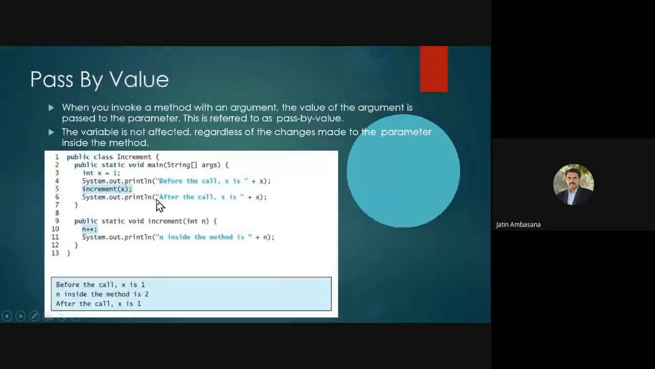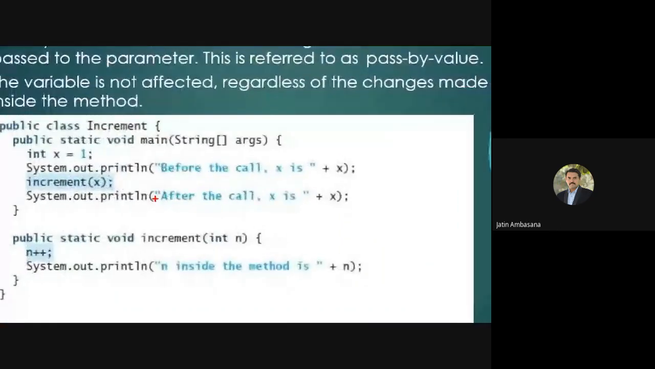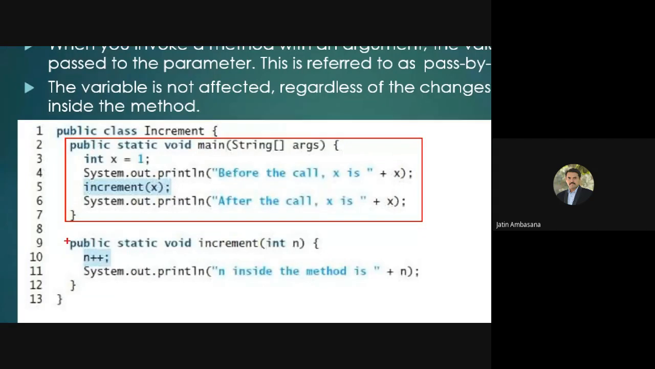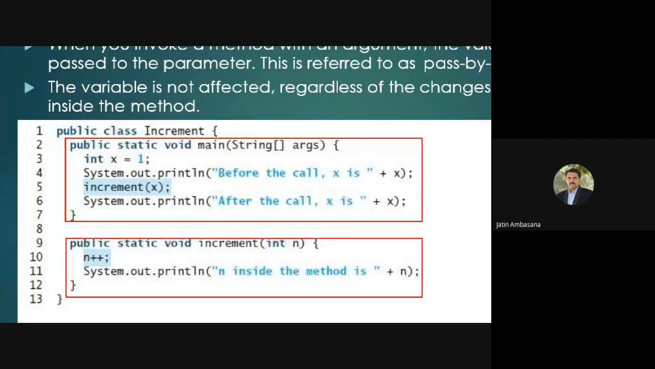You see why? Because the scope of x is up to the main method only, and similarly the scope of this n is also up to the increment method only. So we can say this x is nothing but a local variable. What is this variable? This is a local variable. And what is this n? This is nothing but a parameter, which is almost equivalent to a local variable.